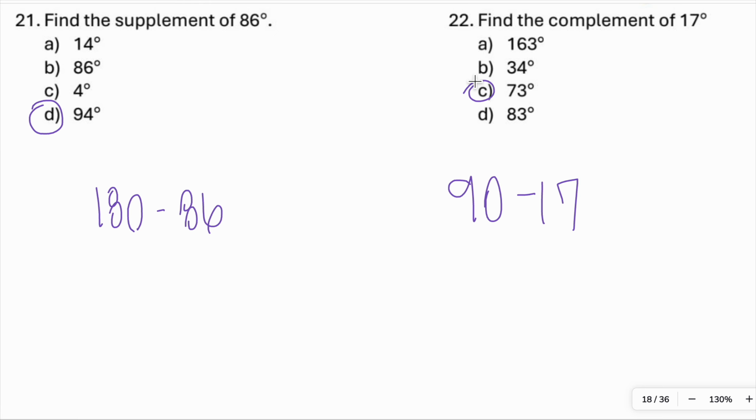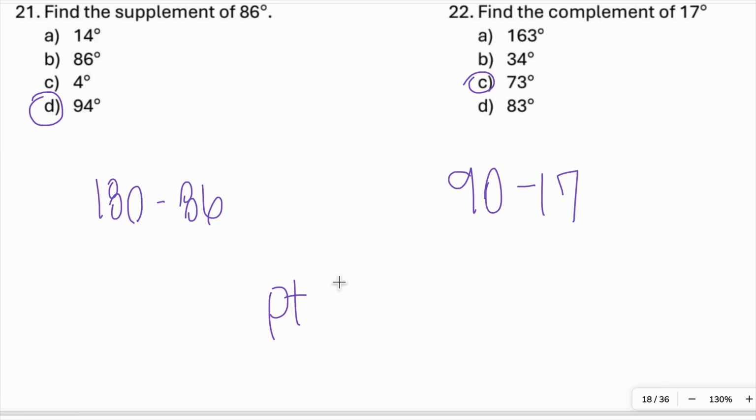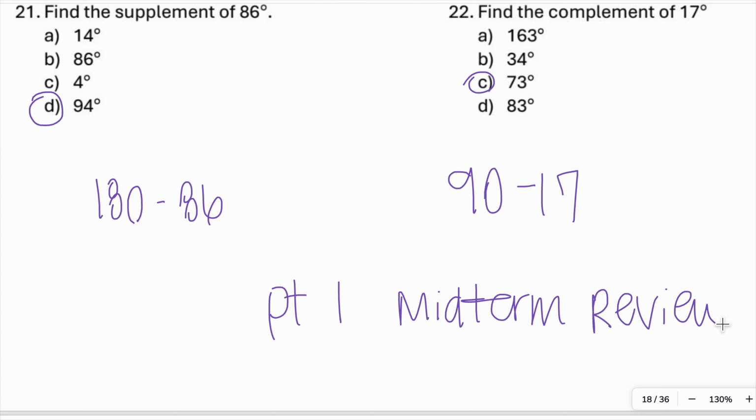Okay, we're going to end here. This will be part 1 of midterm review. So that takes care of the first 2 pages. I'll have another video for part 2. That is the rest of the questions.